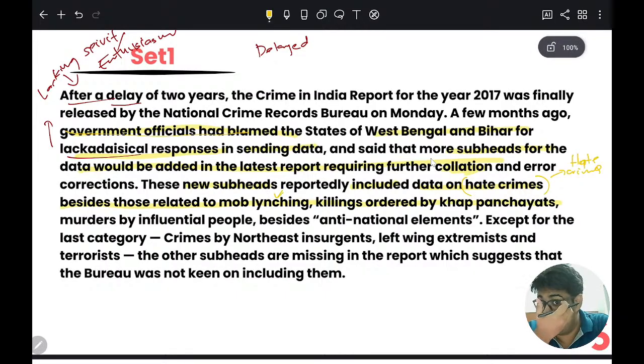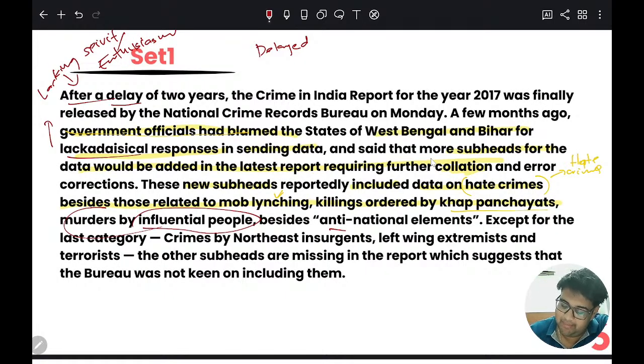means killing by the mob. Lynching means killing without the government, unlike capital punishment, which is one of the most major punishments in any country. So mob lynching is killing that is related to mobs. Killings ordered by Khap Panchayats, you know, the panchayats that are like alternate government bodies. Murders by influential people. Now there are influential people who commit murders, of course.